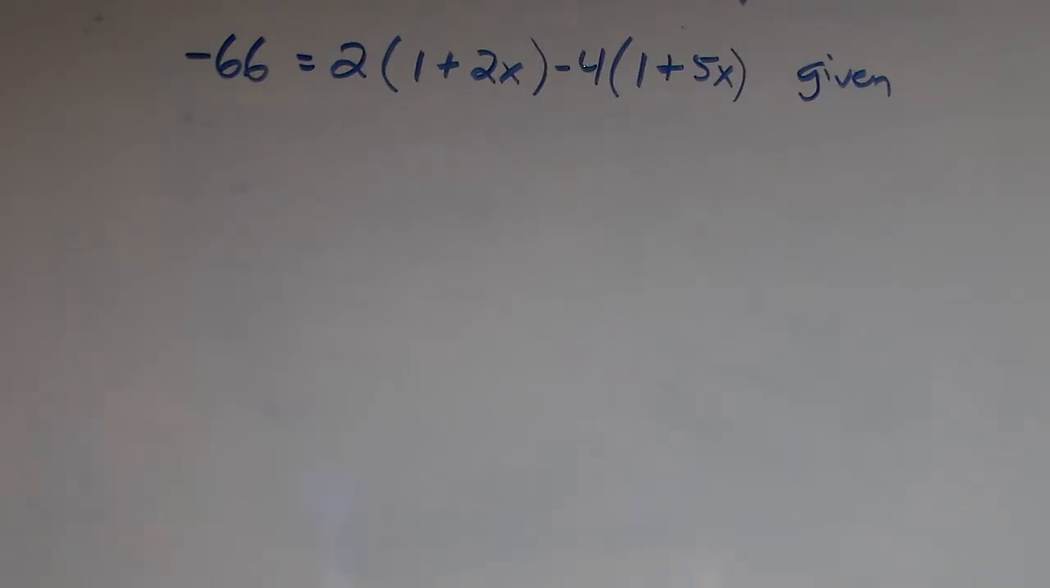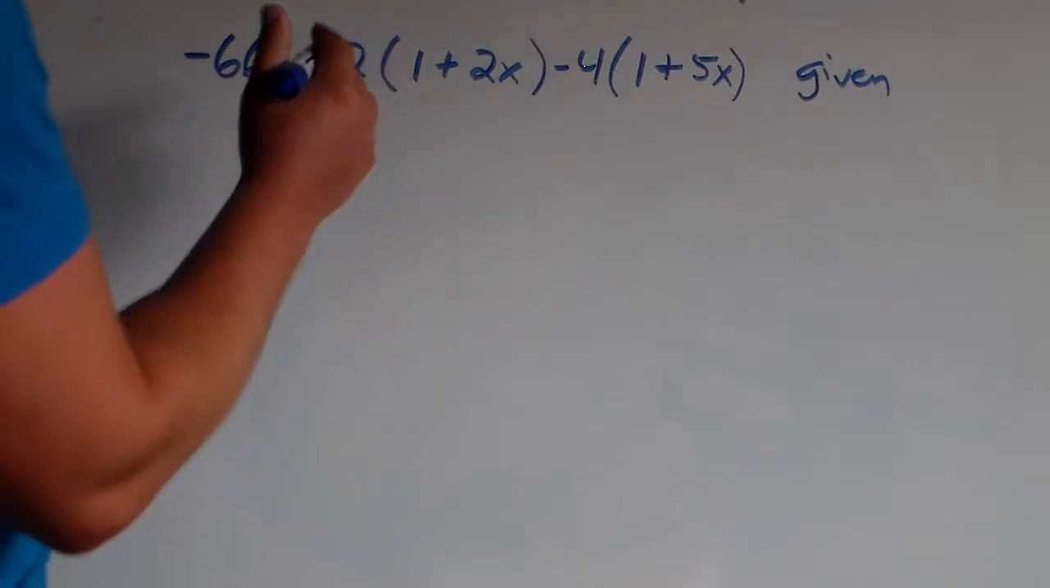So here's problem number 5 here. 66 equals 2 times 1 plus 2x minus 4 times 1 plus 5x. So, first, that's our given. Next, we're going to distribute.